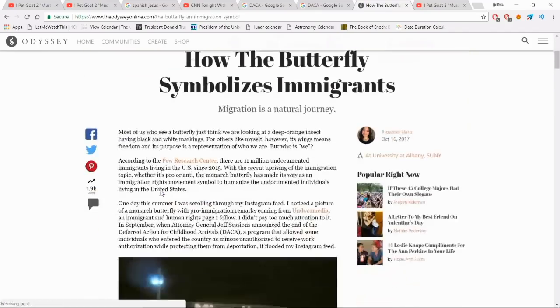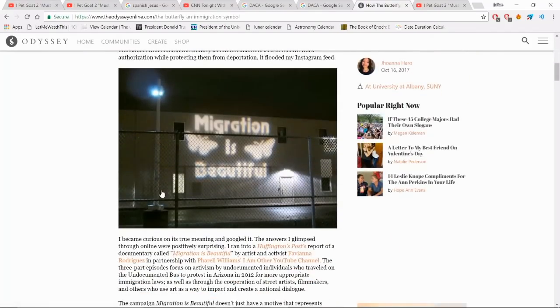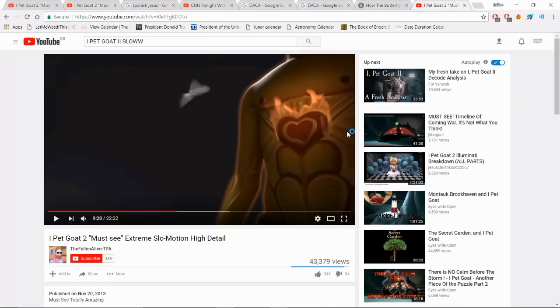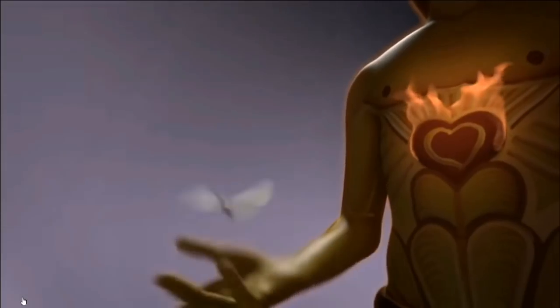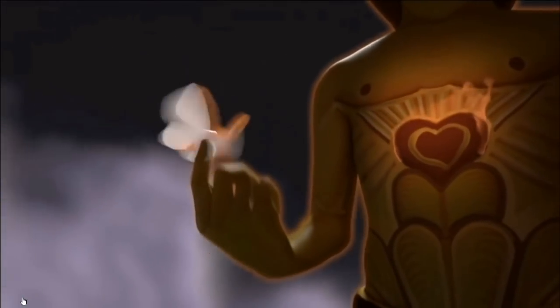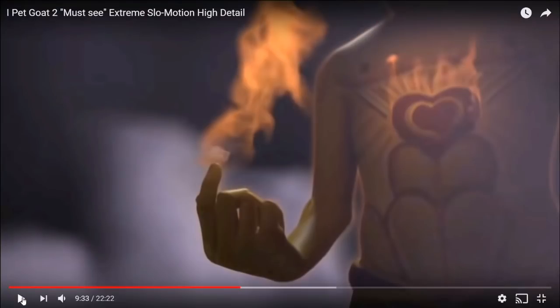And as I was reading and scrolling down, I see this image which has been beamed onto the side of this building. Migration is beautiful, but it contains 2 white butterflies. And when we look at the iPet Goat video, we've got this white butterfly that comes along at the same time as there's a burning heart, which could refer to Valentine's Day again, in terms of something happening then. I don't know, but it's an interpretation. And the butterfly is extinguished.